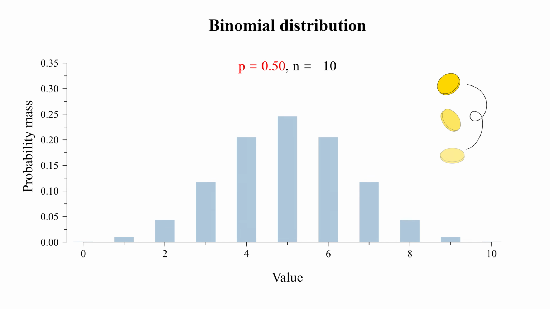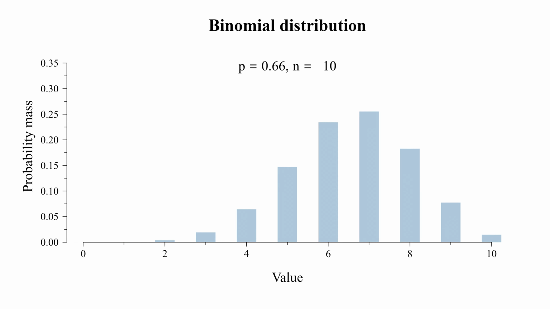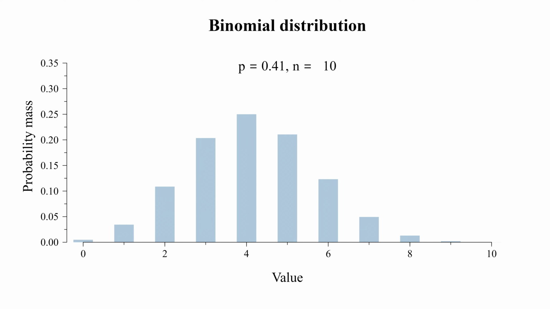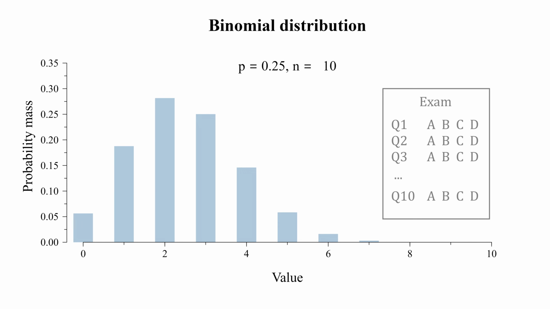this case is 0.5. Here's what that looks like with a different probability of success. For example, what if we make one side of the coin out of wood and the other side of lead? Now it has a larger probability of landing on one side than the other. Or here's a different example. What if I randomly guess the answers to a multiple choice exam, where there are 10 questions and every question has 4 possible answers to choose from?